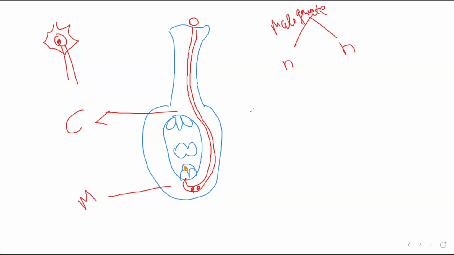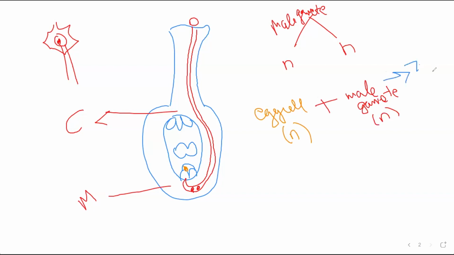So what is going to happen is that once the male gamete has entered, the egg cell, which is inside the embryo sac, again having n number of chromosomes, is going to add up with a male gamete. Again having how many chromosomes? It is having n number of chromosomes, right? And these two together are going to do the fertilization process and form the first cell of the next generation, that is a zygote.